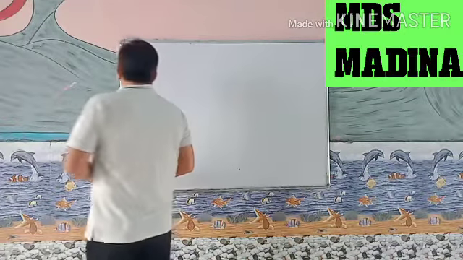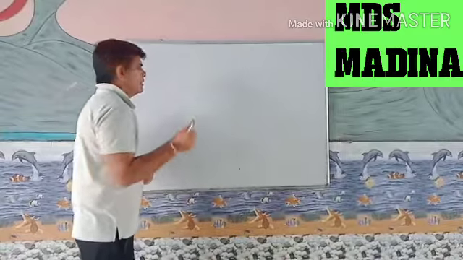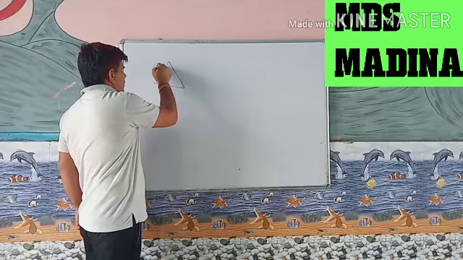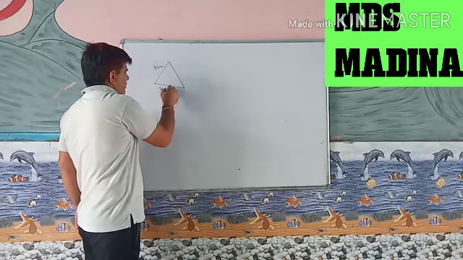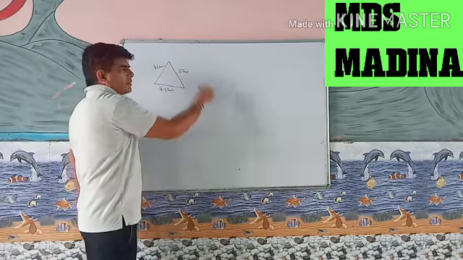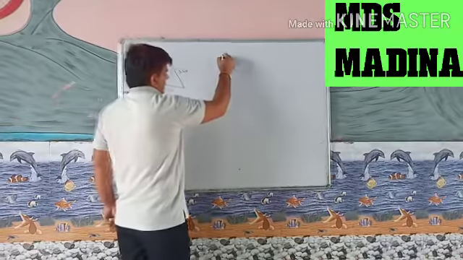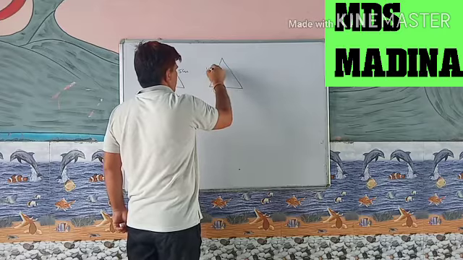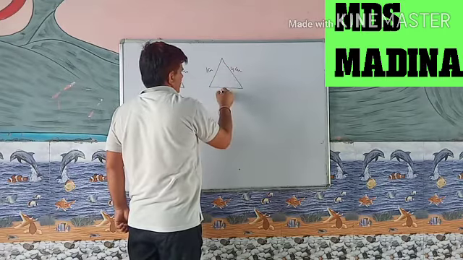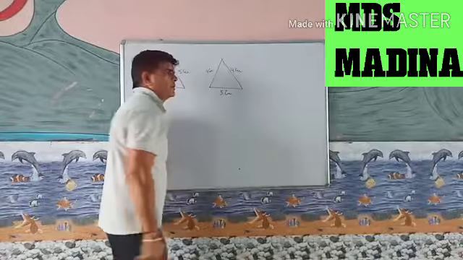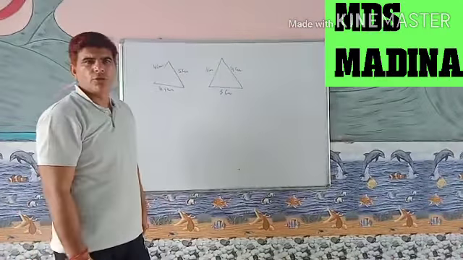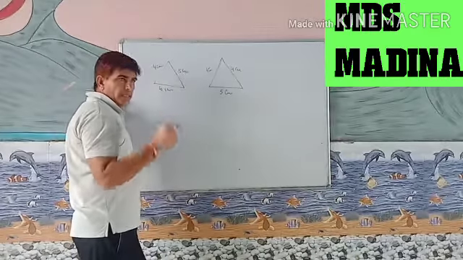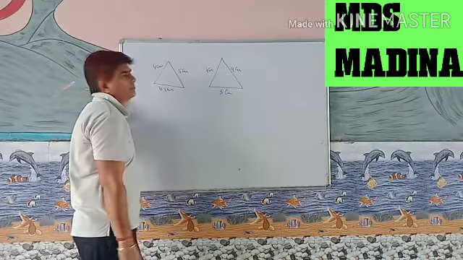Why? As you know, in a scalene triangle it may be possible this side is 4 centimeter, this is 4.5 centimeter, this is 5 centimeter. And in your isosceles triangle, this is 4 centimeter, this also 4 centimeter, this is 5 centimeter. Understood? So you can say congruent means what? Same as it is in all respects.